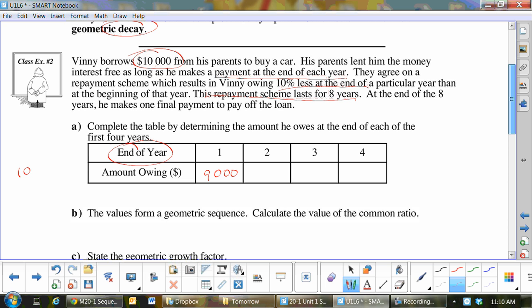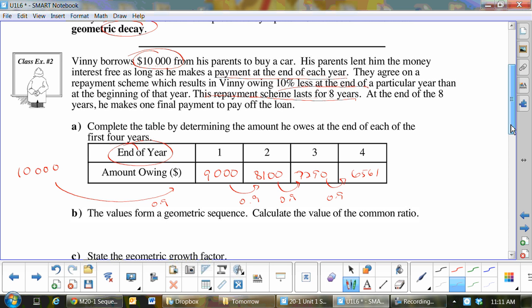So he basically started with 10,000, and we multiply by 0.9. Now we're going to multiply by 0.9 again. He just has to pay off 10% of the 9,000. So if you multiply that by 0.9, you get 8,100. Multiply that by 0.9, 7,290. And multiply that by 0.9, and you get 6,561. Okay.